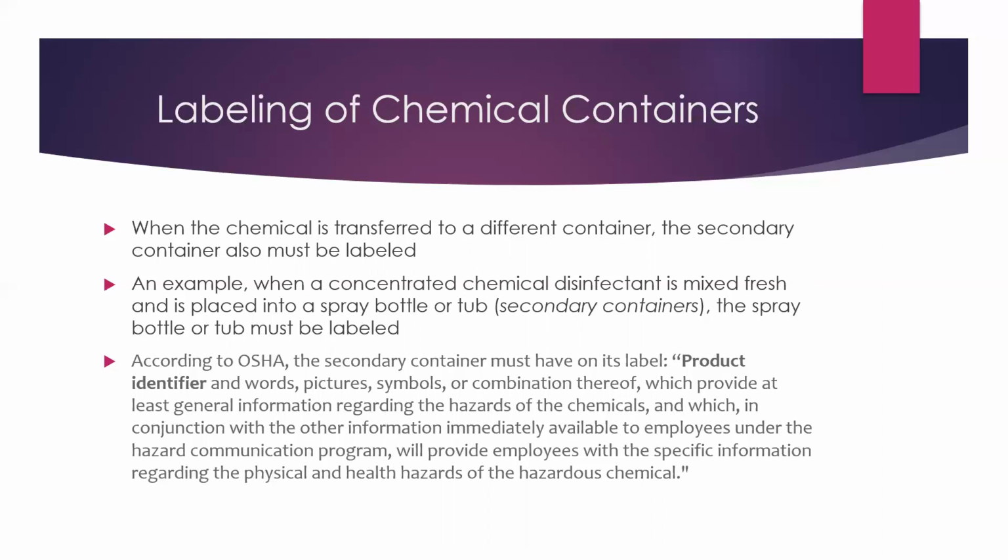So, according to OSHA, the secondary container must have on its label the product identifier in words, pictures, symbols, or a combination thereof, which provide at least general information regarding the hazards of the chemicals, and which, in conjunction with the other information immediately available to employees under the Hazard Communication Program, will provide employees with the specific information regarding the physical and health hazards of the hazardous chemical. This statement is very lengthy, but it comes directly from OSHA, and it's in quotation. So it's just important that you know that OSHA directly says this detailed information, and it also puts in summary everything we just talked about.